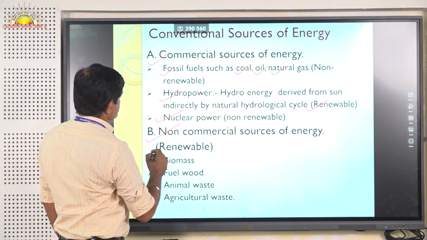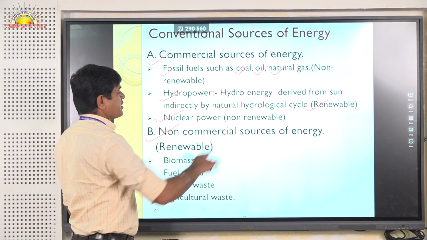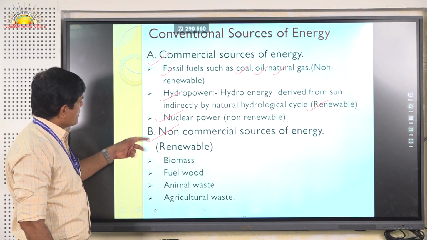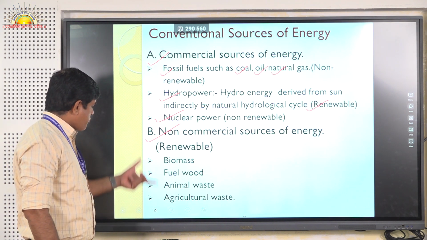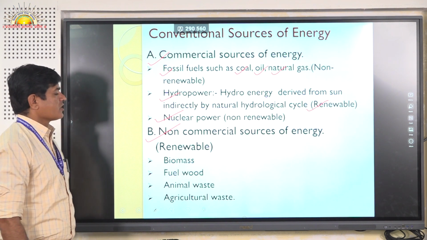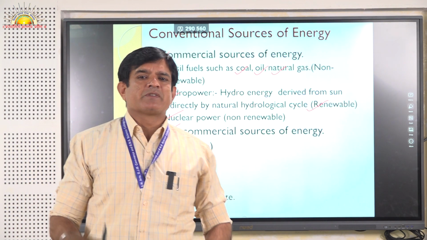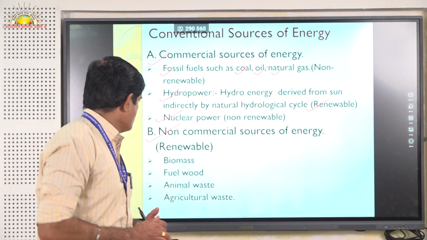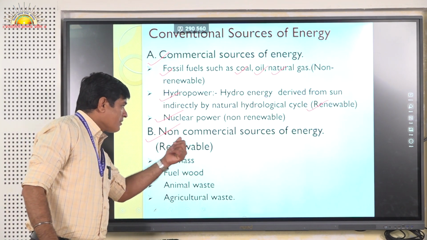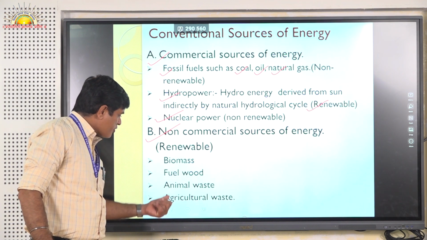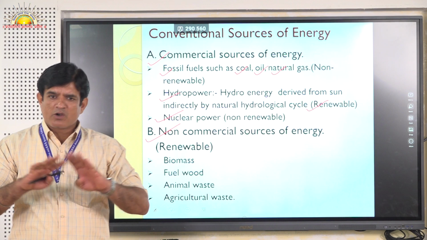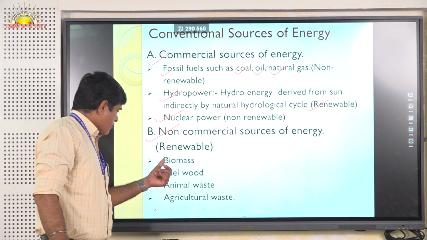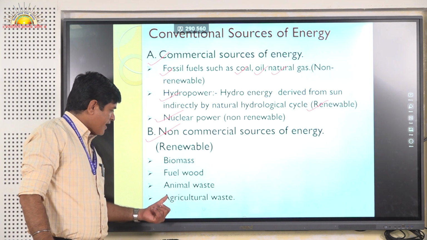Now in conventional energy sources, the second is non-commercial energy sources. The previous three are used commercially, and the second, non-commercial sources of energy, there are four of them and they are used for non-commercial purposes, meaning they are used for individual purposes. In rural India or in the rural world, these energy sources are utilized. Now let us see one by one. In non-commercial sources of energy, these are all renewable ones, meaning once used they are not lost forever, we can produce them again and again. So it contains biomass, fuel wood, animal waste, agricultural waste.